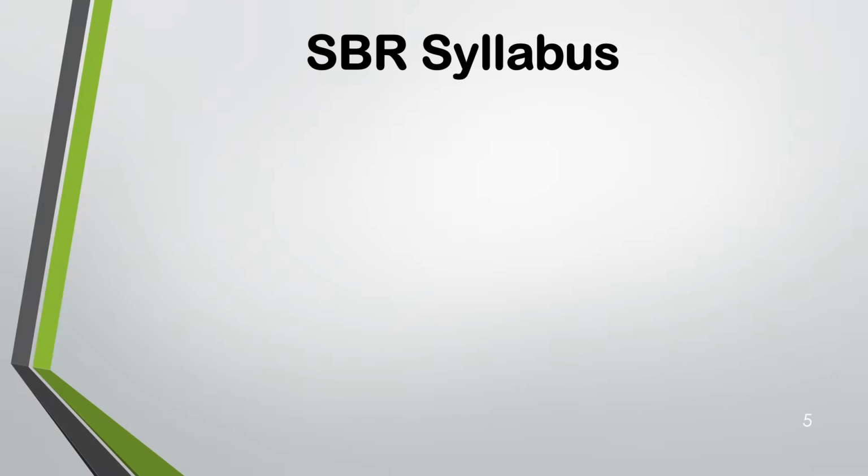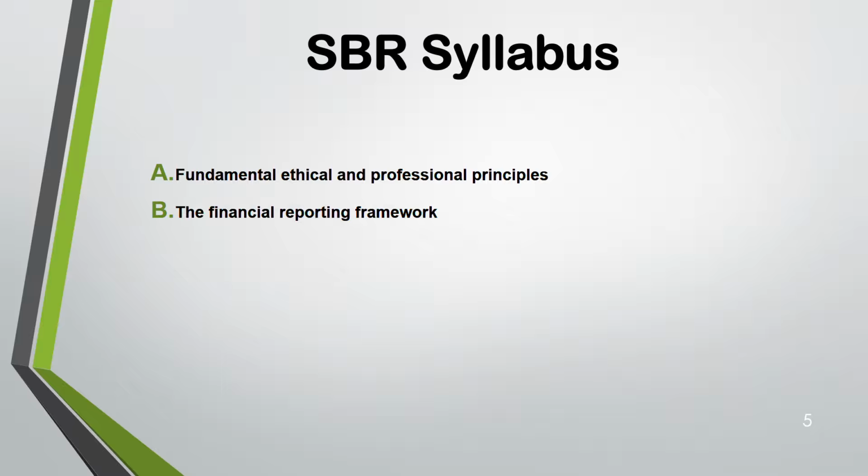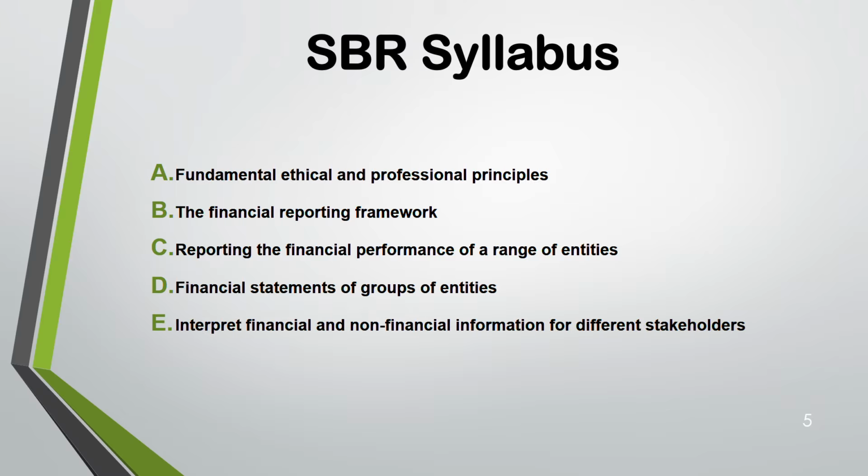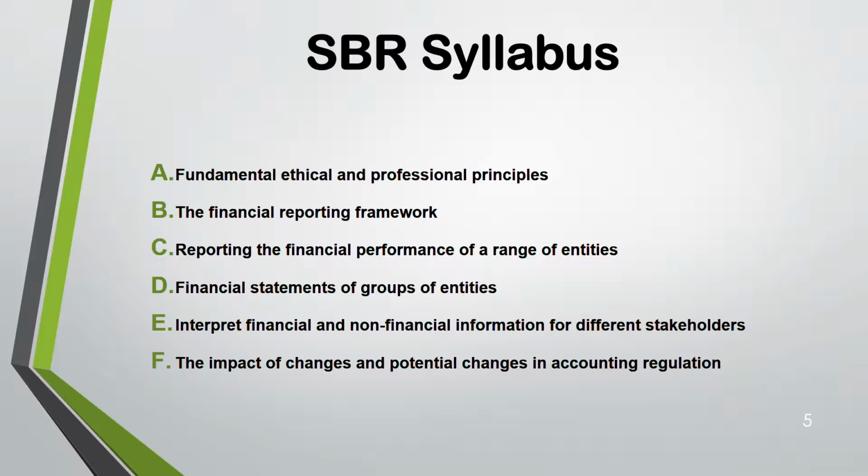Now, coming to the SBR syllabus. SBR syllabus is divided into 6 parts. A, it's about ethics. B is the reporting framework. C is your individual element that we are going to cover, which is all your IFRS standards. D, financial statement of group of entities. We are moving on to the consolidation. E, how do you interpret financial and non-financial information for different stakeholders? Then finally, the impact of changes in your accounting regulation.